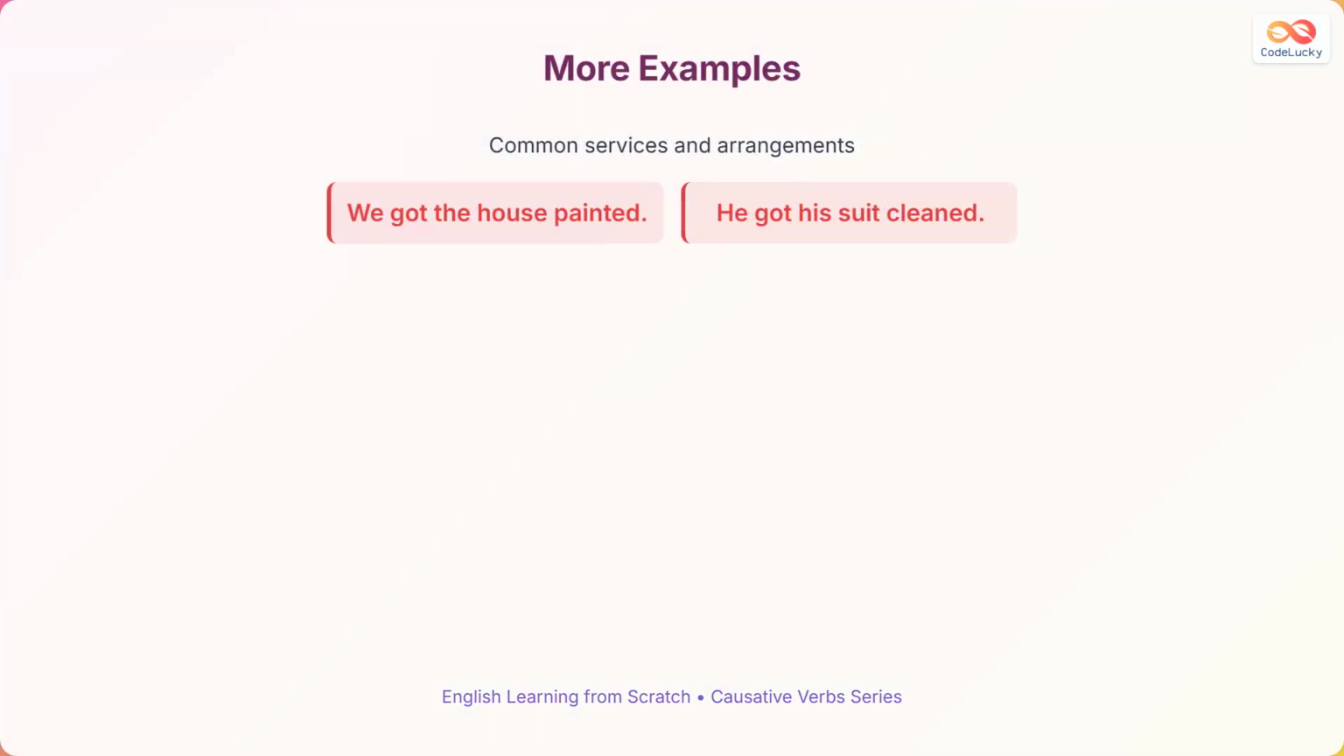Here are more examples of get plus object plus past participle. We got the house painted, meaning someone painted the house for us. He got his suit cleaned means he arranged for his suit to be cleaned.